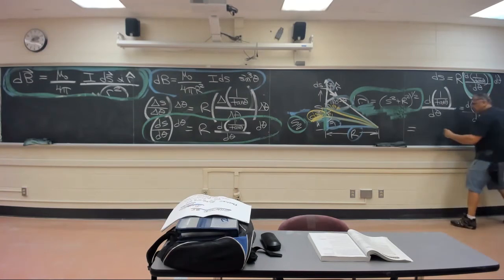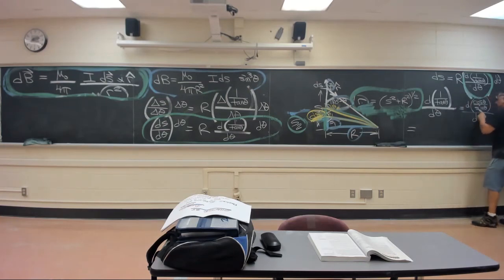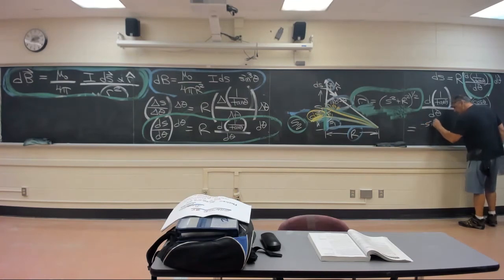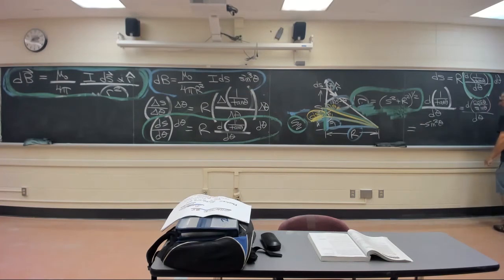G F prime is sine theta times negative sine theta, which is negative sine squared theta. Minus F G prime is cosine squared theta. And on the bottom is G squared, that's sine squared theta.